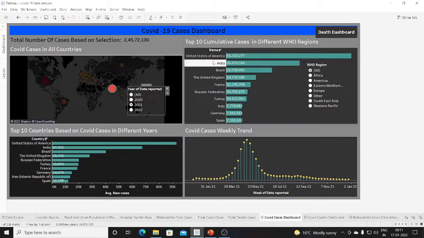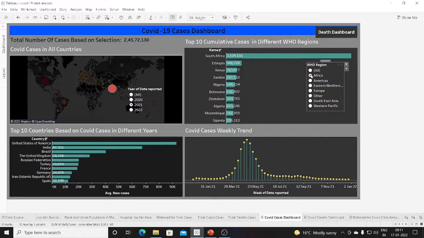Now here is the top 10 cumulative cases in the WHO regions, because the data has a different column named WHO region, where WHO has categorized all the cases. So I have used a filter here to see the top 10 countries in each WHO region. In Africa, South Africa is at the top. There are so many cases, you can easily see, like 3,534,131 cases. That is high compared to Ethiopia, Kenya, Zambia. It is a cumulative case, okay?